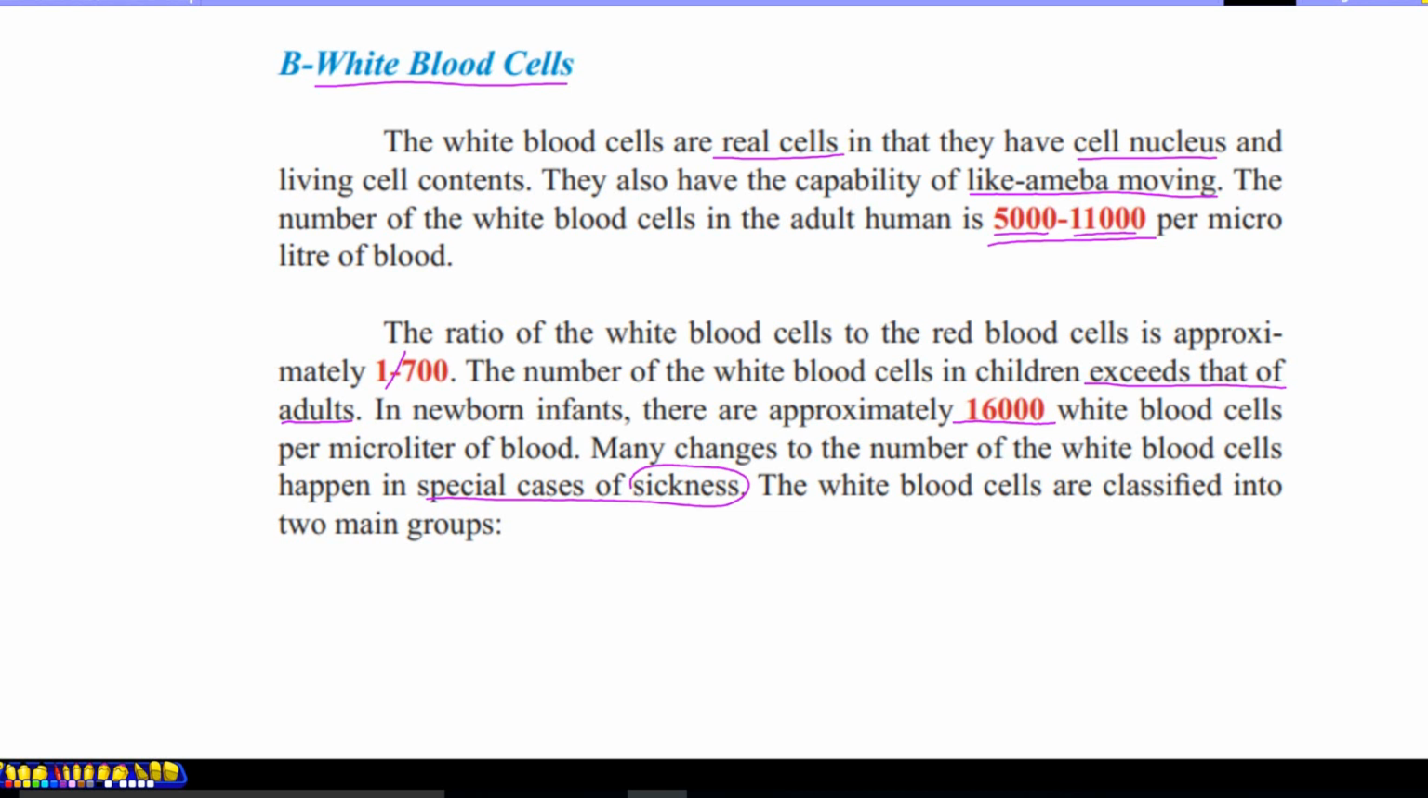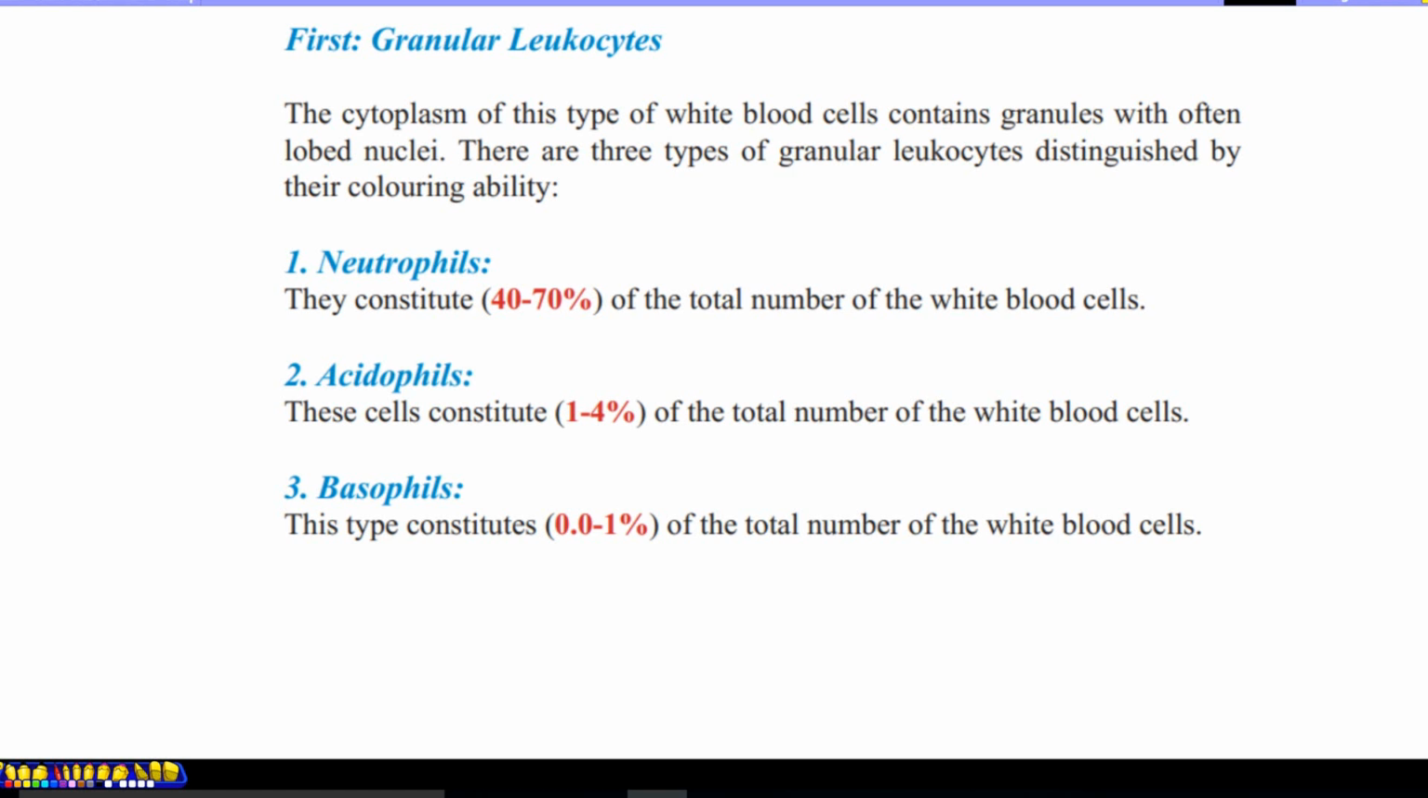The white blood cells are classified into 2 main groups, which we do not do for the red blood cells; classification is just about the white blood cells. The first group is granular leukocytes, or granular white blood cells. The cytoplasm of this type of white blood cell contains granules. Granules mainly means ribosomes. So when we see ribosomes, we remember the function of proteins. So their cytoplasm contains a lot of granules, which we call ribosomes.